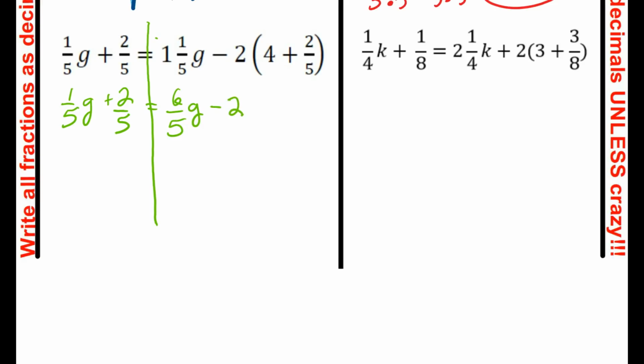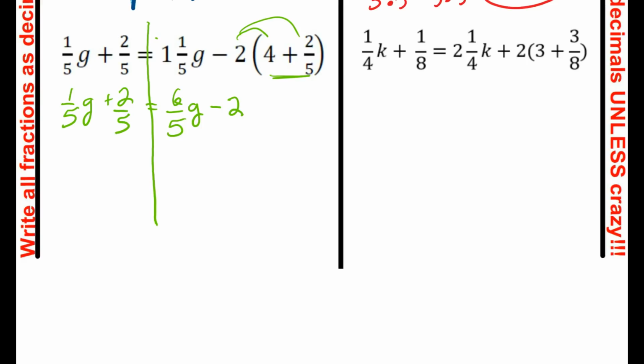minus 2. Now y'all see this? These are like terms. Let's combine them instead of multiplying and then combining later. If some of y'all want to distribute and get -8 minus 4/5, that's great. But I'm just going to combine this inside.